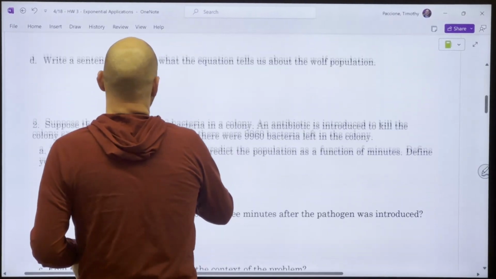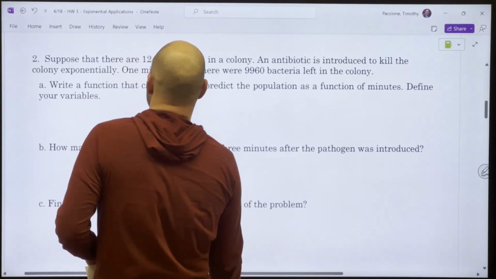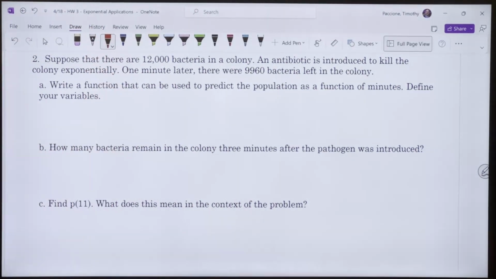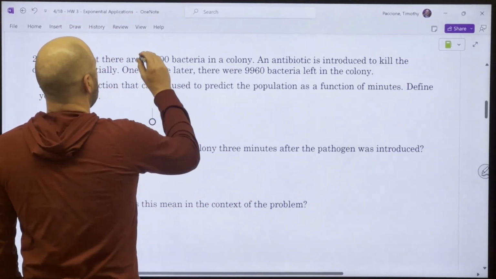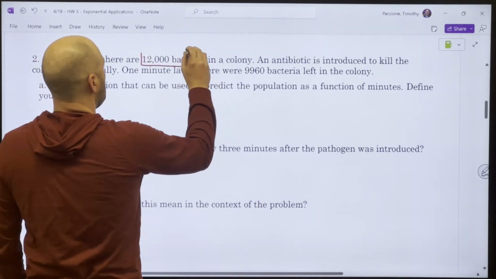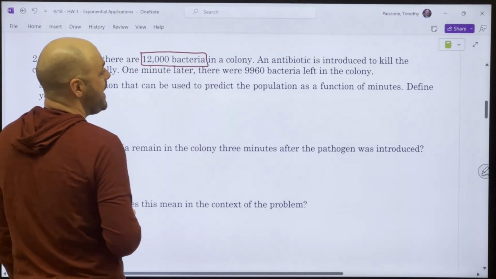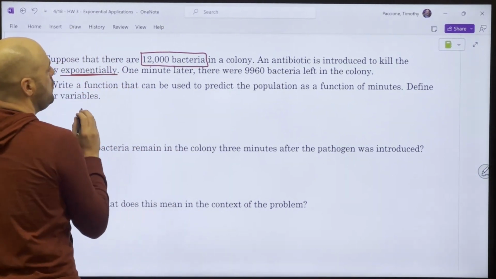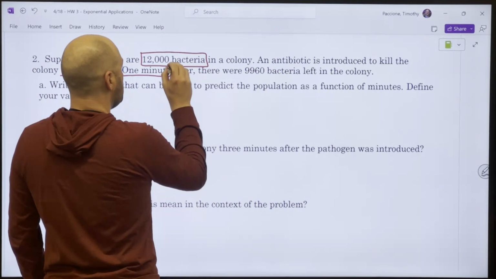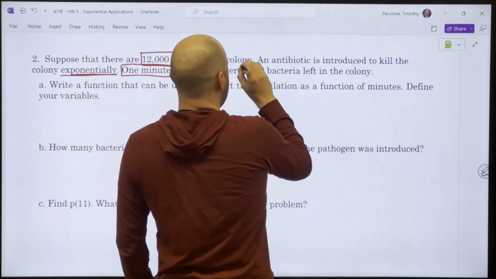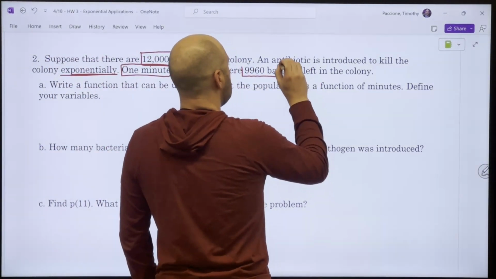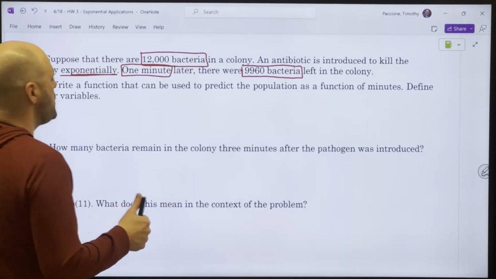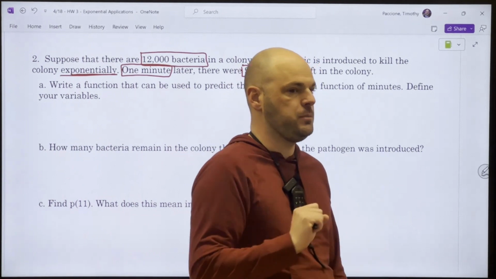All right, so here's your situation. Suppose that there are 12,000 bacteria in a colony. An antibiotic is introduced to kill the colony exponentially. 1 minute later, there are 9,960 bacteria left in the colony. So you need to write a function that can be used to predict the population.